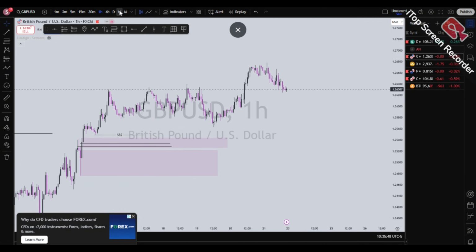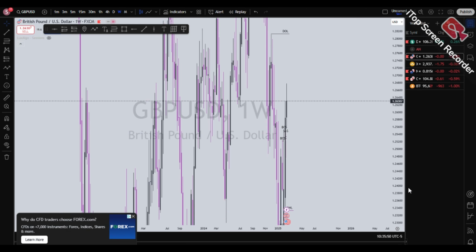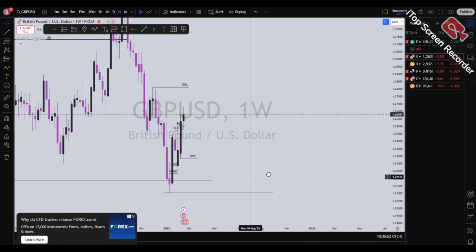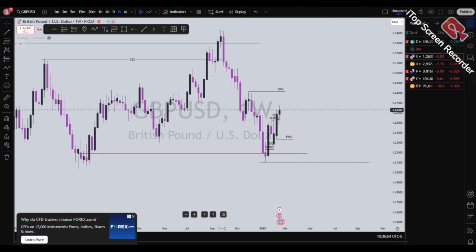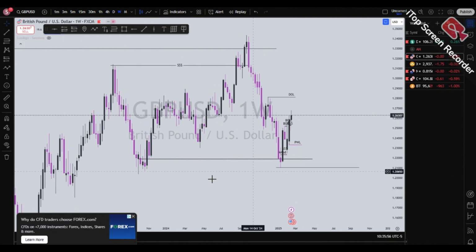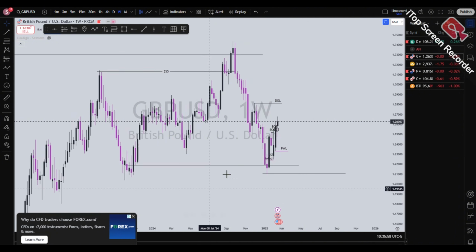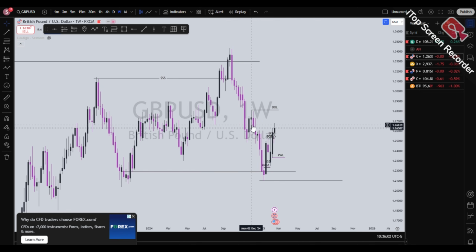First and foremost, as usual, I'll go to the weekly, and I'd like to mark my weekly range. It's very important. On the weekly time frame, if you observe, price tapped into this zone, and we see price invalidate this first order block. So we have this last zone for price to hold, which might be slim.